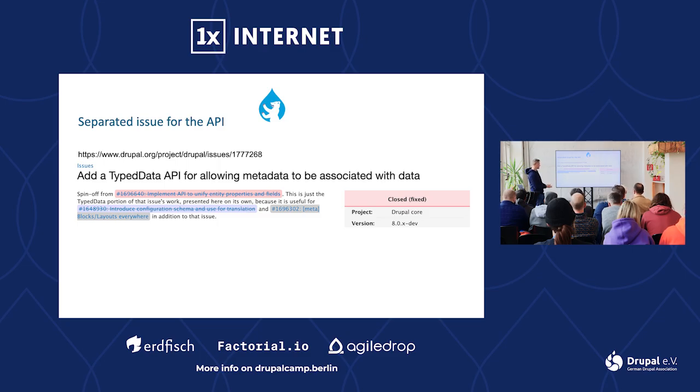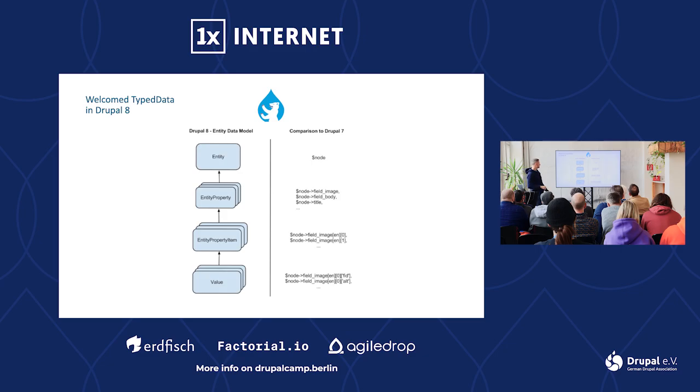The type data API is allowing metadata to be associated with data. So we have some data and we want to add some more information, which I will quickly explain to you in the next slides. As you can see, which is not so expected, it's closed and fixed, which is good. So it was version 8.0.x. So finally in Drupal 8, we welcome this beautiful abstract representation for the data. So you can compare what we had in Drupal 7 and in Drupal 8.